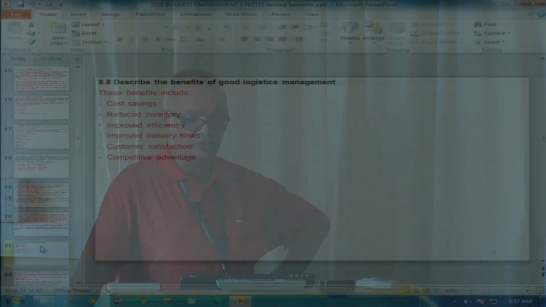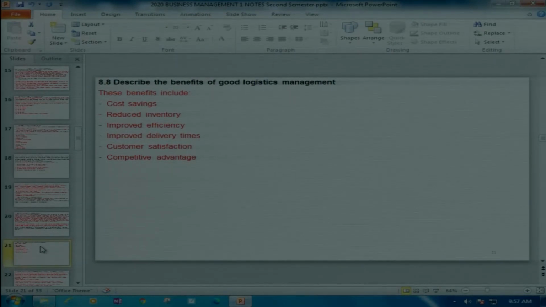You must be able to describe the benefits of good logistics management. So these benefits include cost saving, reduced inventory, improved efficiency, improved delivery times, customer satisfaction, and competitive advantage.